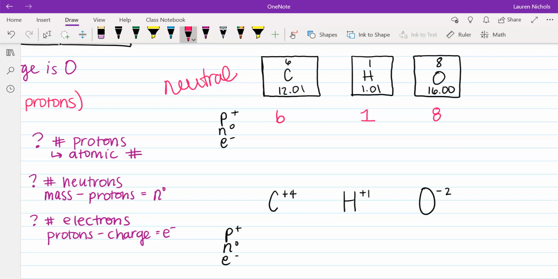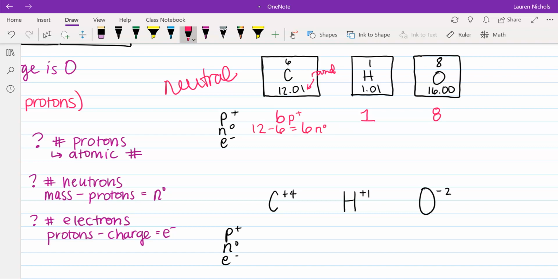Now for neutrons, remember, we take our mass and subtract our protons. If you're looking at your periodic table, you always round the average atomic mass. However, if they've already given you a mass number for a specific atom, you need to use the mass number that's given to you in the problem. Because, as I said before, the average atomic mass is an average. It is not always true for every atom of that element. And so in this case, it would be 12 minus 6, which would give you 6 neutrons.